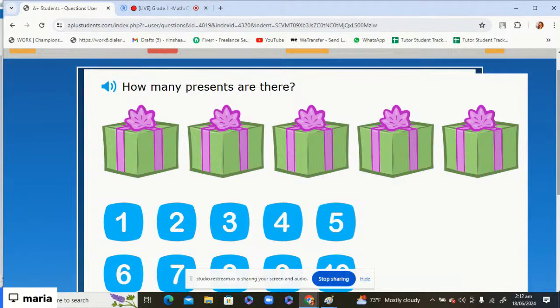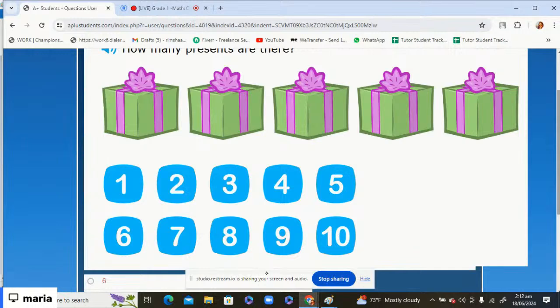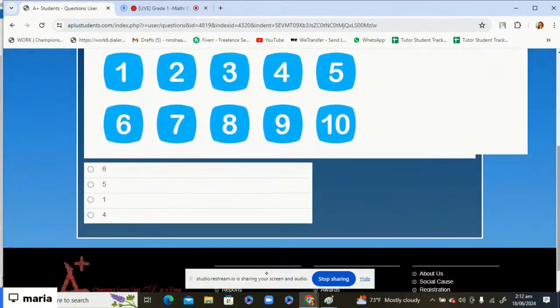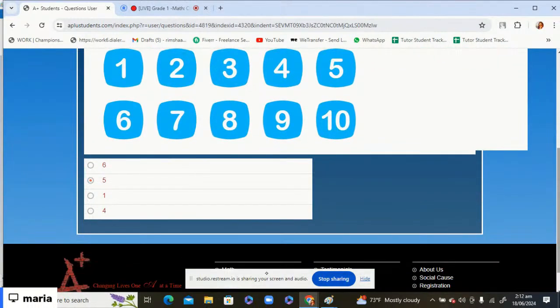It's total 5. Look, it's 1, 2, 3, 4 and 5. My answer is 5. When you all counted, how many of it? It's 5. Good. So let's move on with option B.